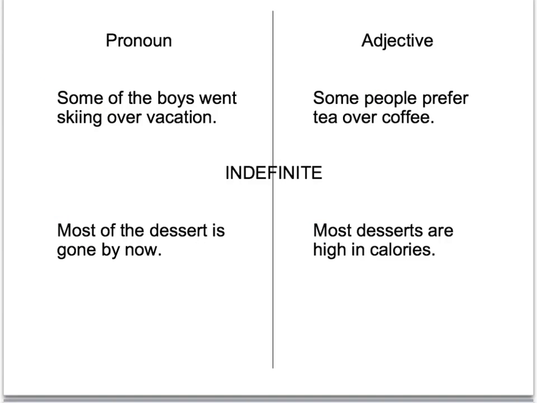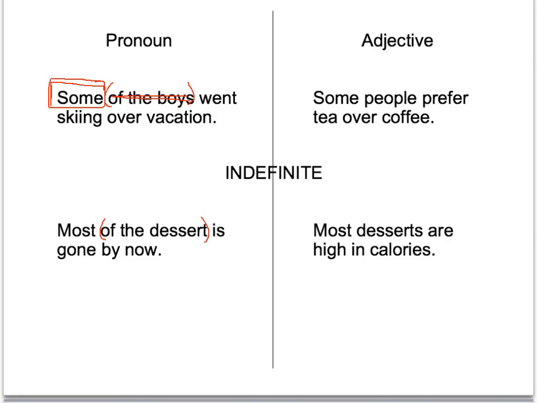Indefinites work again the same way. Some of the boys went skiing over vacation. Very often, students want to say that boys is the subject of the sentence, but we already know that it's not, because we've learned to isolate prep phrases. Rather, I have some. Some here does not precede a noun, it precedes a preposition, which means I can get rid of this prep phrase and my sentence says, some went skiing over vacation. Therefore, some is standing in for the indefinite group of boys we're talking about. Since it's standing in, it's a pronoun.